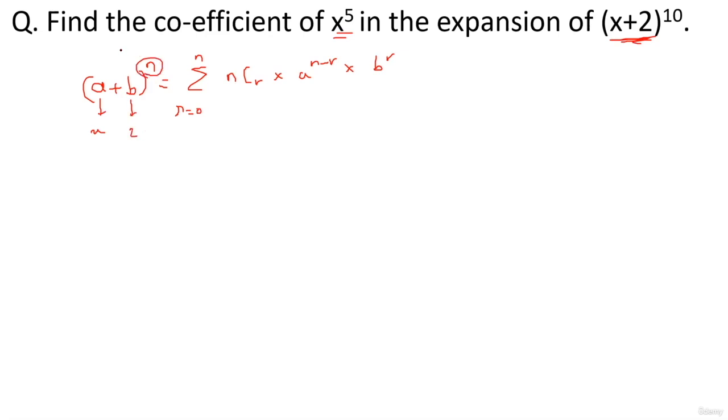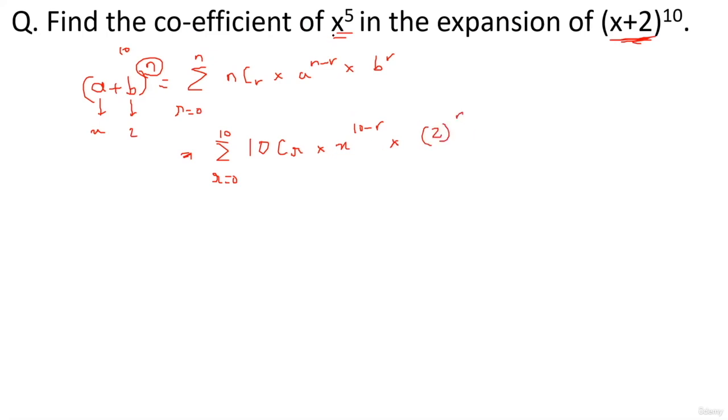And the value of n is nothing but 10. So here it will be nothing but the summation of all terms, r going from 0 to 10, 10Cr into a raised to 10 minus r. And in place of a I can simply write x, and in place of b I can write 2.